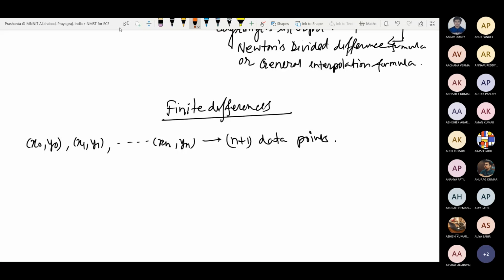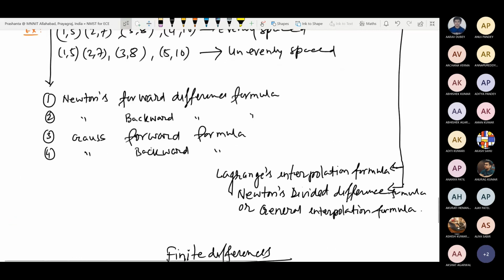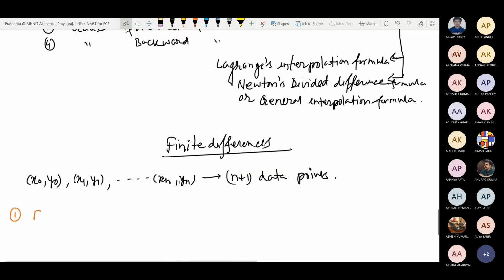So first finite difference we are going to study is the forward difference. You have seen the name, forward difference formula. So what is that forward difference? First you have to know.